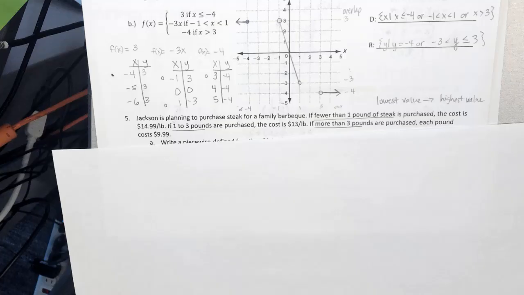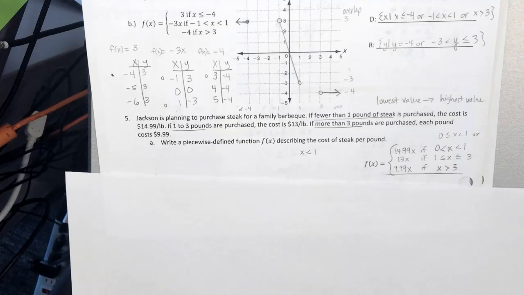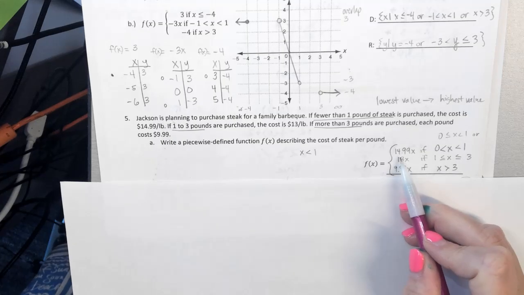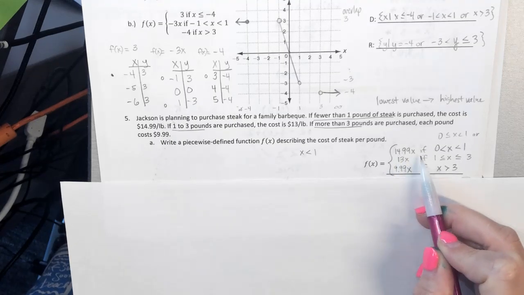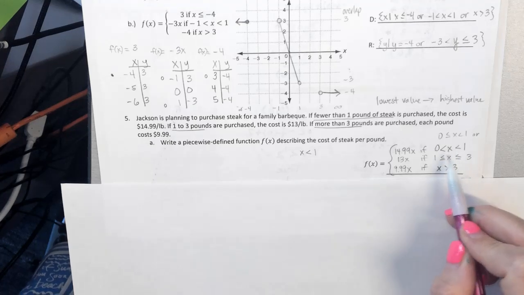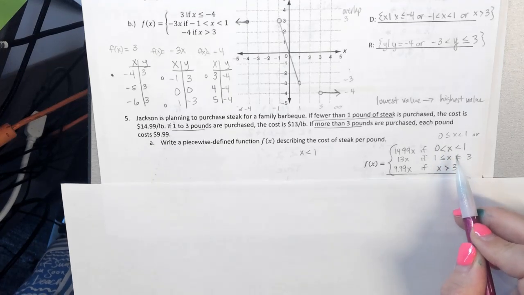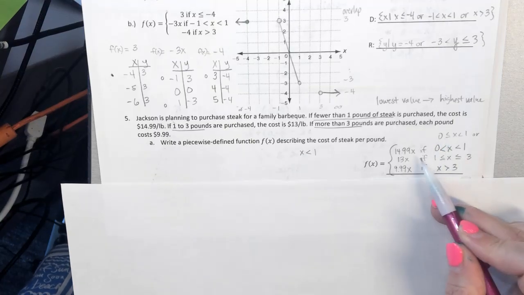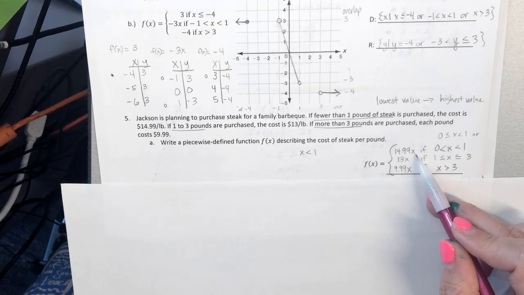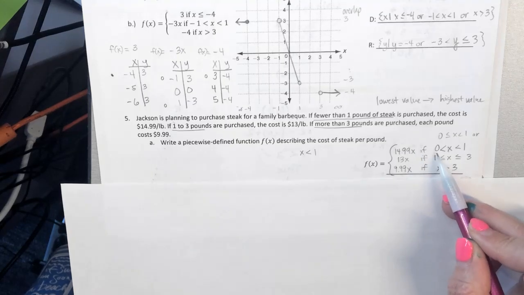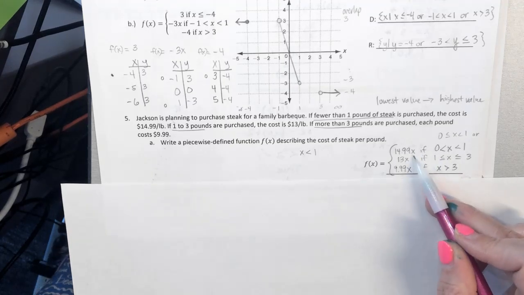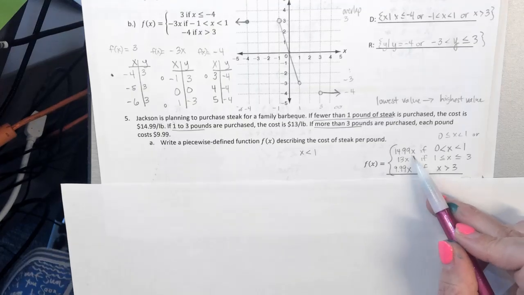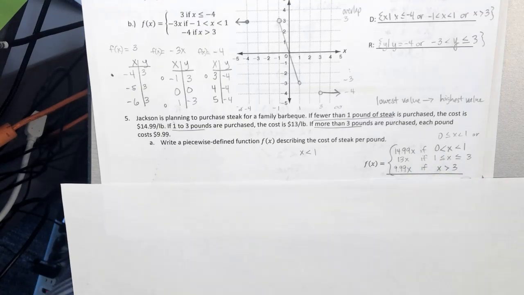All right, for number 5, you guys had to write a piecewise defined function. So the first one is 14.99x if, and then this is the only one I'll accept 2 answers for because we talked about this. It can either include 0 because technically you can buy 0 pounds, right? Or it doesn't really make sense that you're going by nothing, but you could. So if you just put less than, I'm okay with that too.